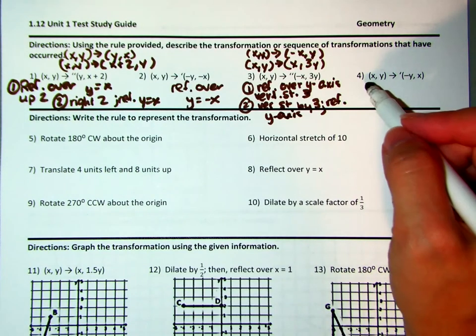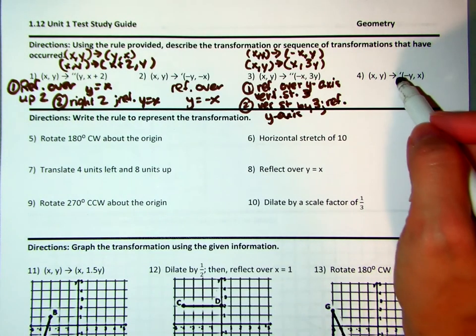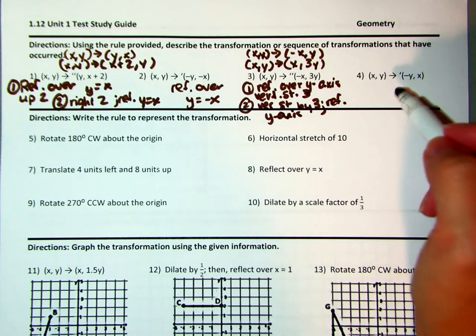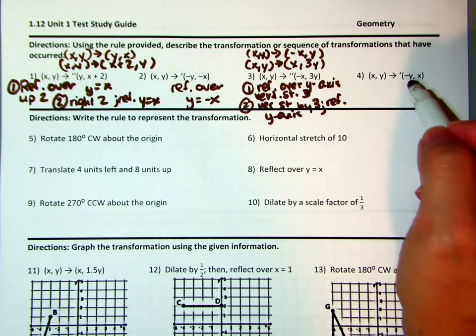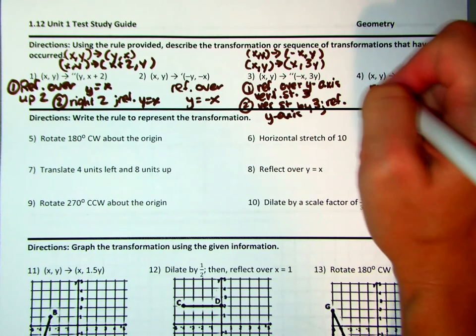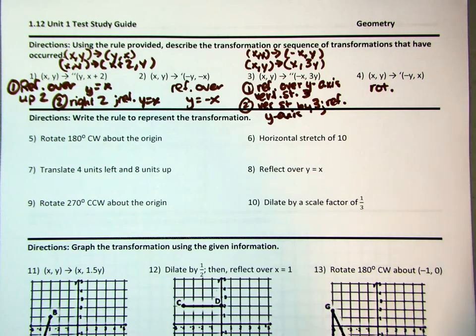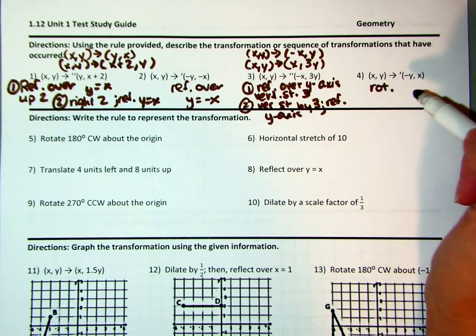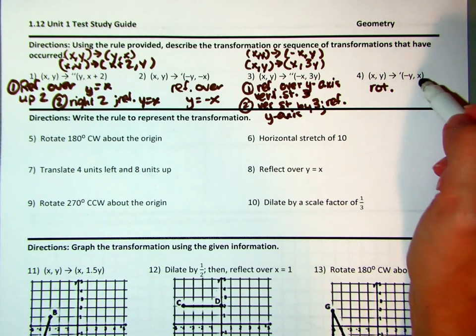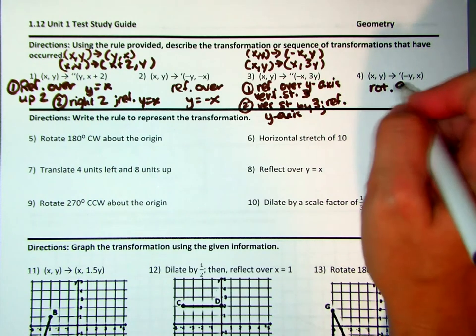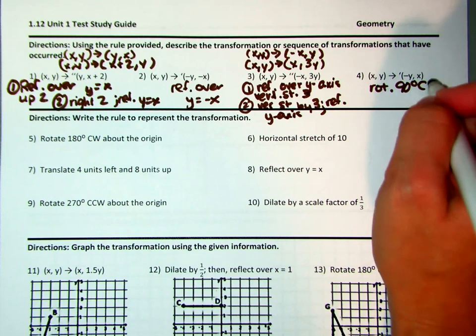Number 4. On number 4, we see we have 1 prime, and so this has to be done in 1 transformation. We see that the x and y switch places and one of them went opposite. That's one of our rotations. Now we just have to figure out which one it is. Let's start with 90 degrees: you're going to find the opposite of y and you're going to switch them, which is exactly what happened here. This is a rotation of 90 degrees counterclockwise.